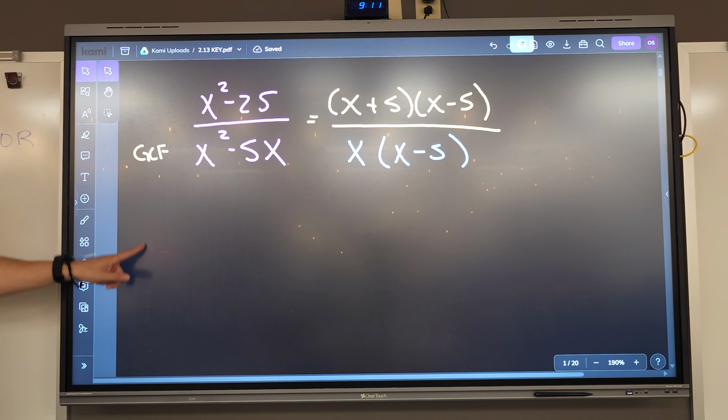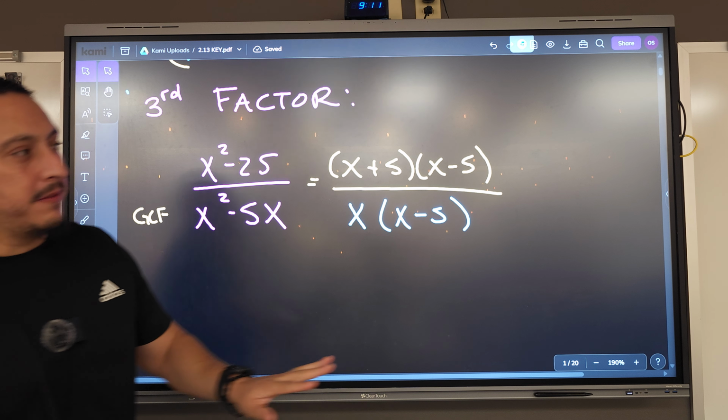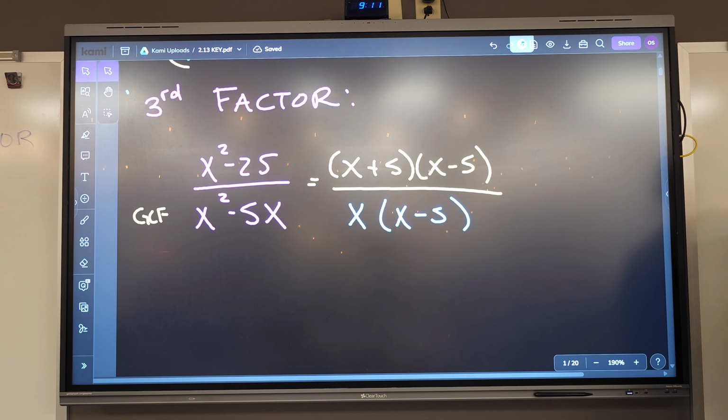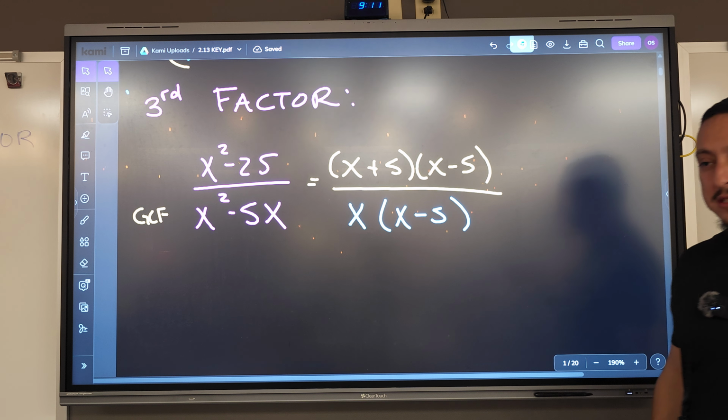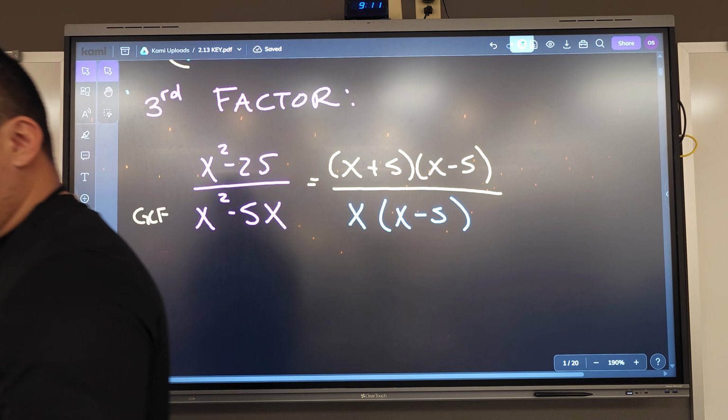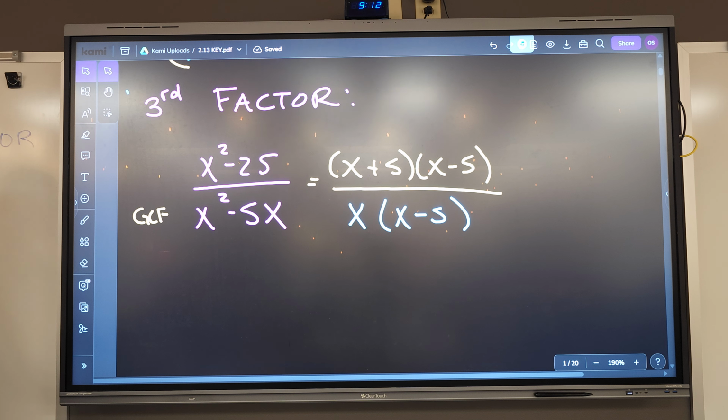Okay. Now you just have to remember, and I'm going to write it over here for now, but I'll have to erase it on the test. The ones that cancel are your holes. The top one that doesn't cancel is your x-intercept. The bottom one that doesn't cancel is your vertical asymptote. That's what you have to remember.